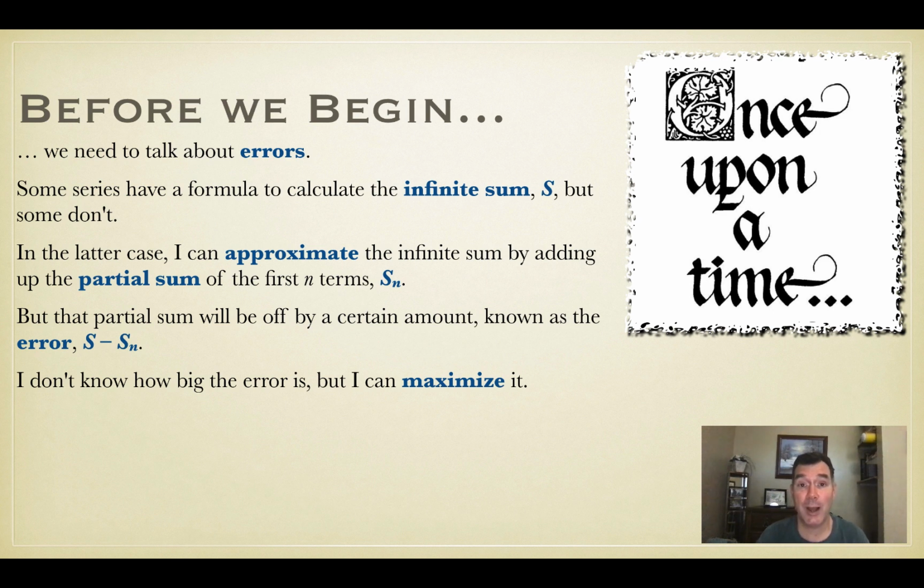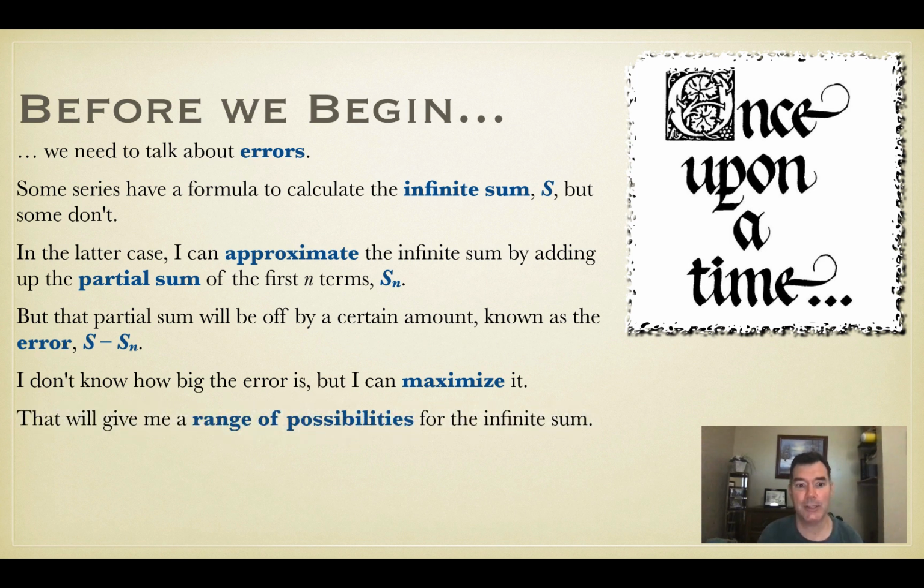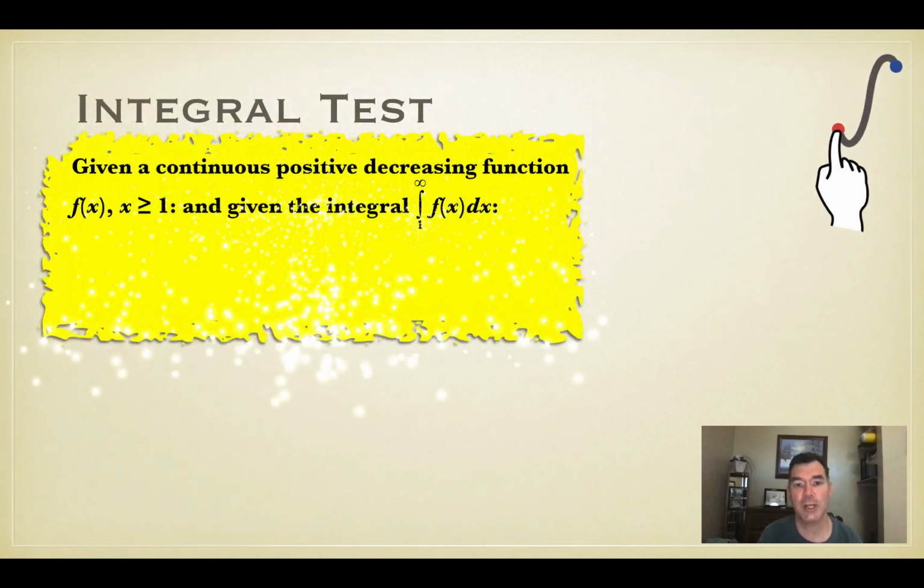And again, I don't know how big the infinite sum is, so there's no way of knowing how big the error is. So the best I can do is maximize the error. I can say that the error is at most this amount. If I combine that with my approximation, I can come up with a range of possibilities for what the infinite sum could be without actually knowing what it is. So I'm going to talk about 2 tests that have this type of error term associated with them.